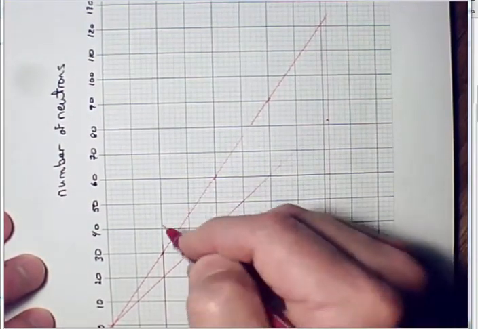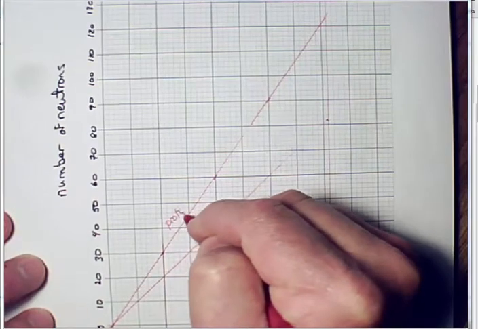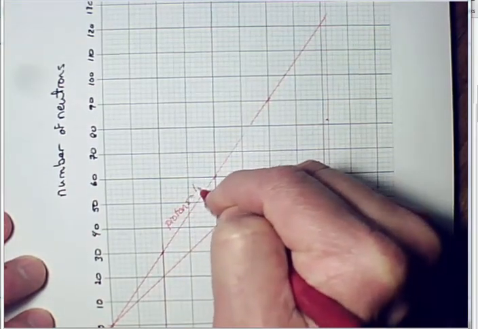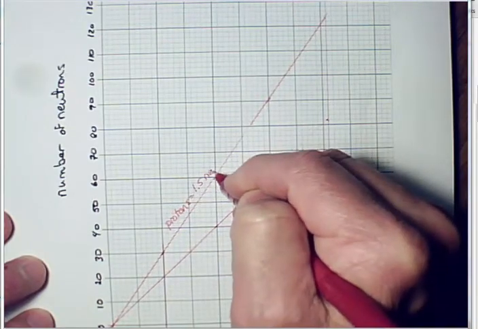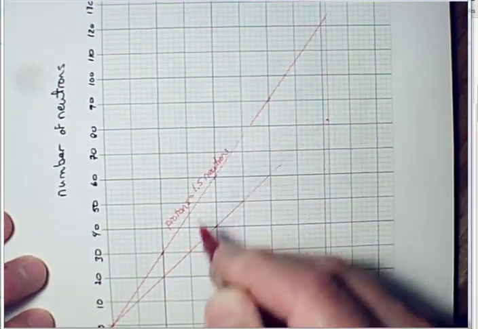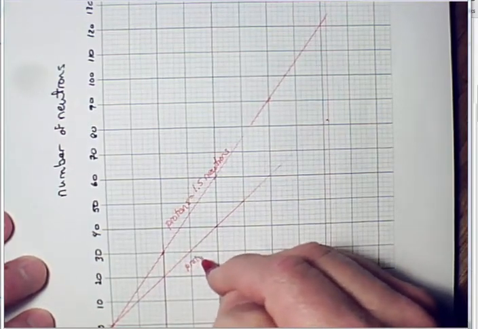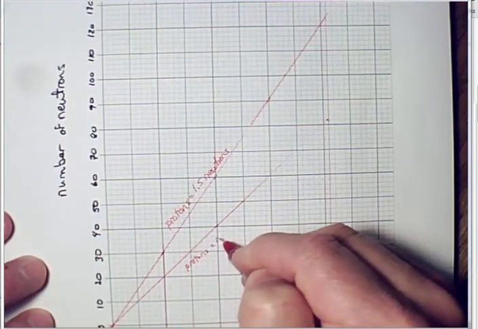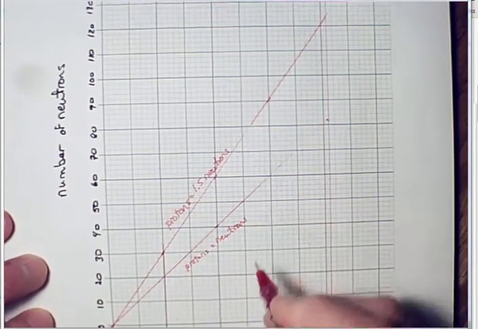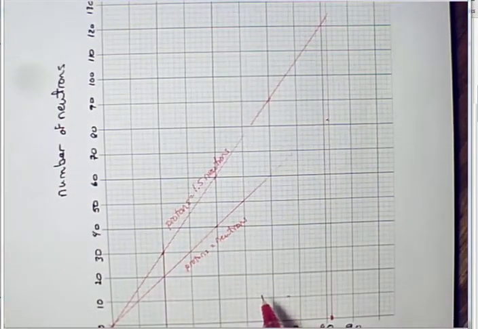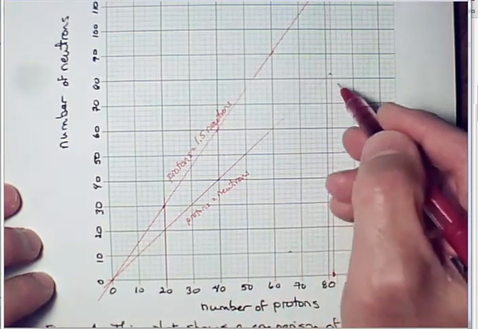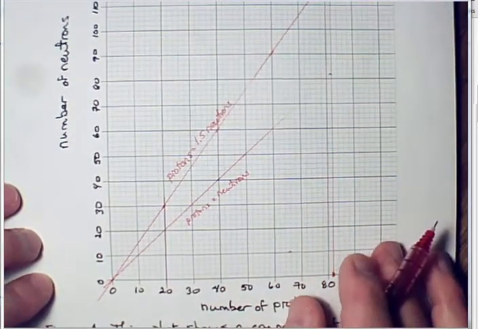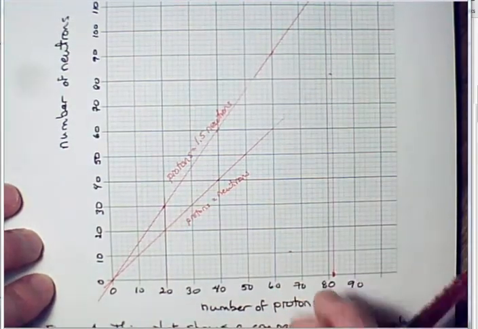So this line is protons equals 1.5 neutrons. And this line is protons equals neutrons. Okay? At what line did you stop the protons and neutrons one? All the way up to my boundary line here. I stopped when I got to the boundary line.